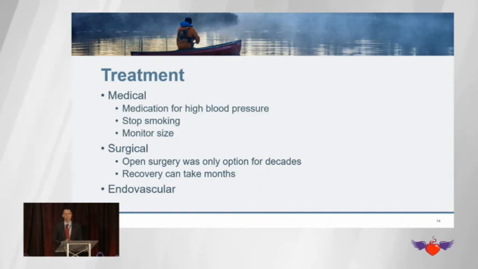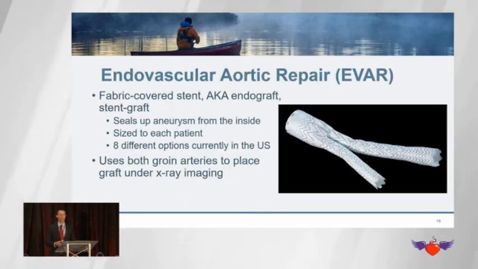So the treatments, we have basically two options. So surgical. Surgery, just like it sounds, a big incision in the abdomen to get all the way down to the aorta and to treat it from the inside. Open surgery like that was the only option for decades. Recovery can take months. And on the converse, we have endovascular treatment, which basically means treating from inside the blood vessel. So that's what we'll talk about next.